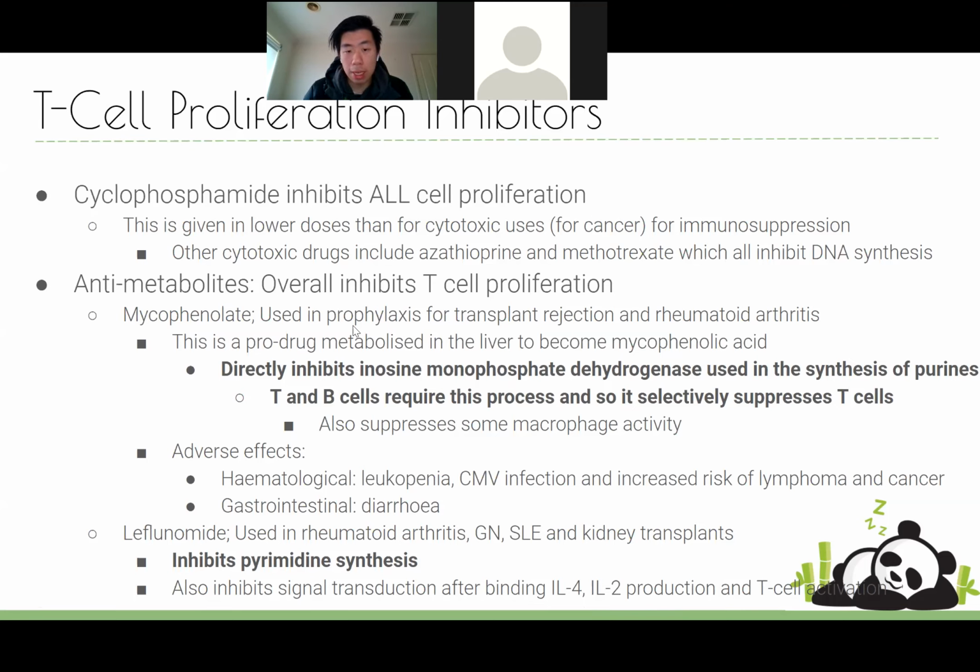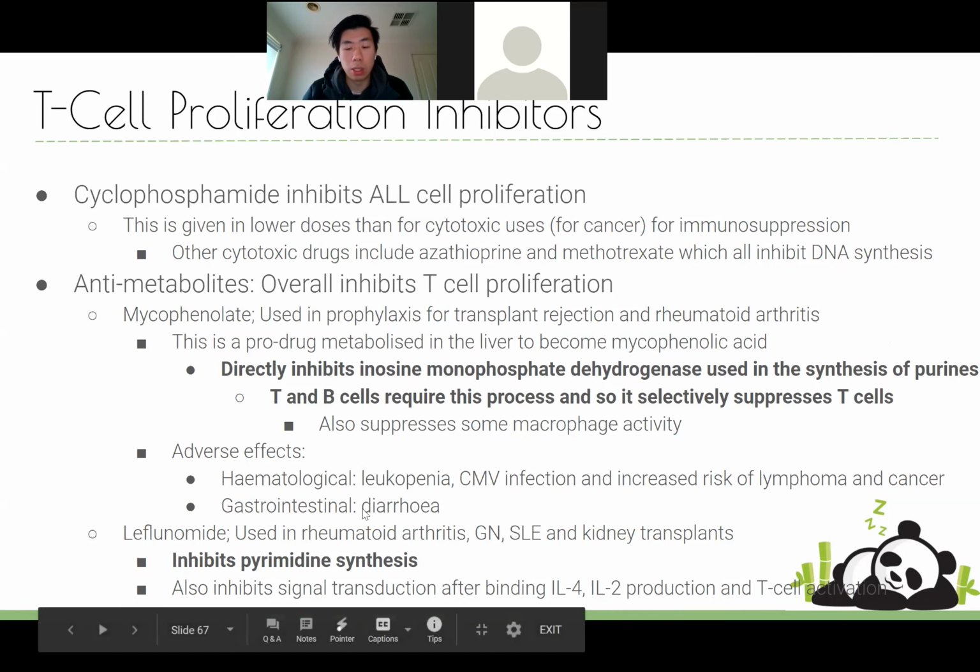So mycophenolate is used in prophylaxis for transplant rejection and RA. It's a pro-drug metabolised in the liver and will directly inhibit the synthesis of purines. And as a result, suppress those cells. It can also affect your hematological cells and your gastrointestinal cells because they are also fairly rapidly replicative. And so they will cause symptoms there too. Your leflunomide, used in RA, GN, SLE, and kidney transplants, will inhibit pyrimidine synthesis, and therefore has an effect on there.